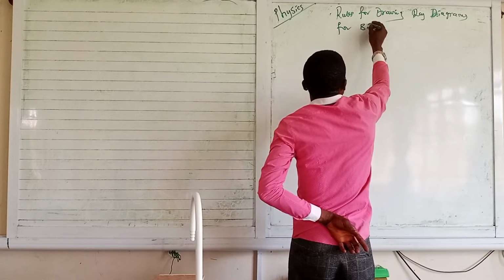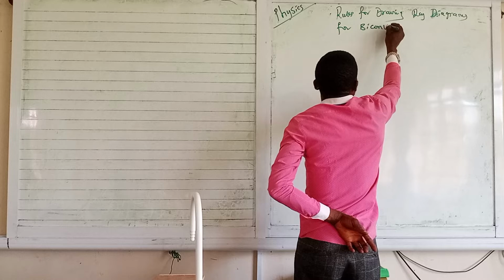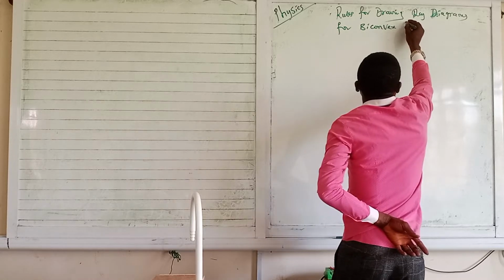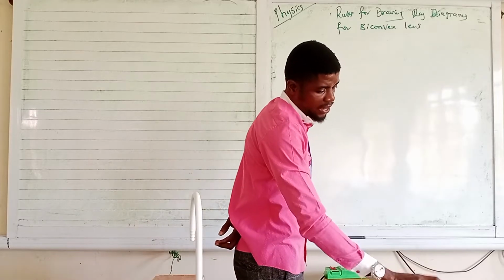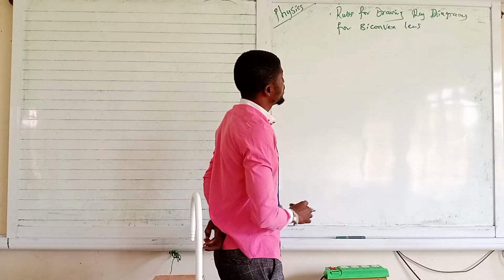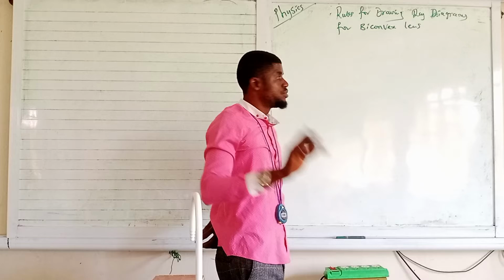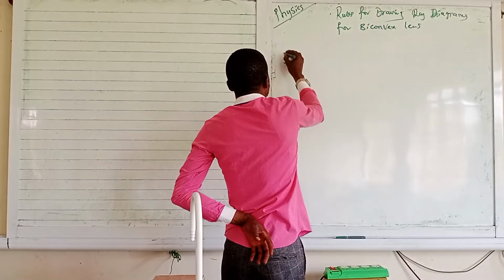For what? By convex lens. Rules for drawing ray diagrams for what? By convex lens. There are two rules. Rule number one.